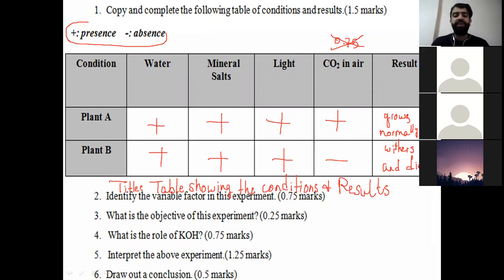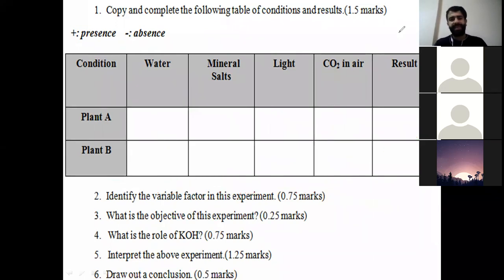Then identify the variable factor in this experiment. What is the meaning of identify? Identify, we have to justify, but here I didn't focus exactly on this. The variable factor is CO2. Simply, you say, since it's found in plant A and it's absent in plant B. Identify is always a verb ending in -fy, so we have to justify.